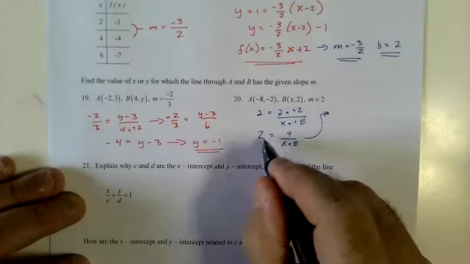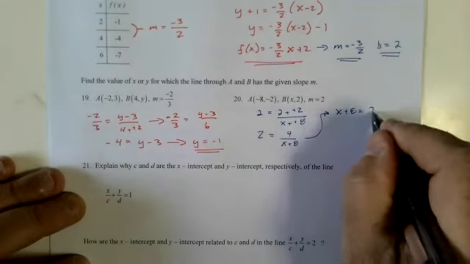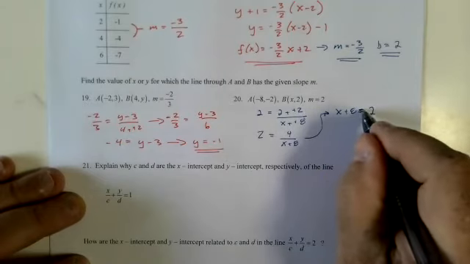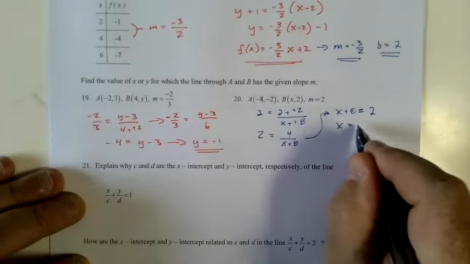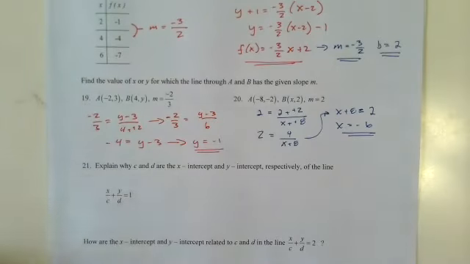Cross multiply, just switch these two however you feel like it. x plus 8 equals 2. x equals -6. And then I would always check it. Always check it.